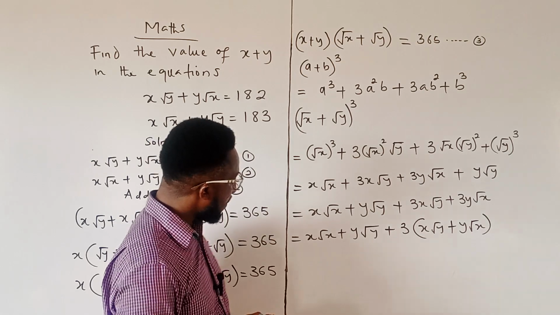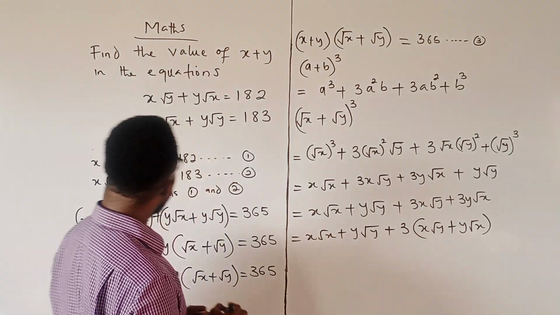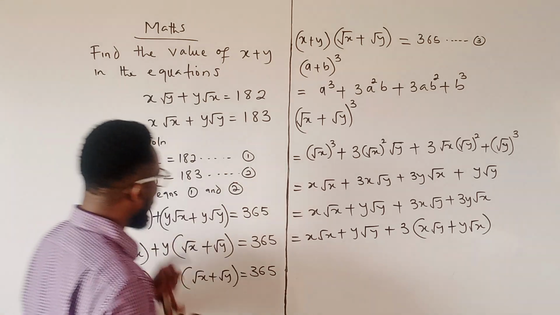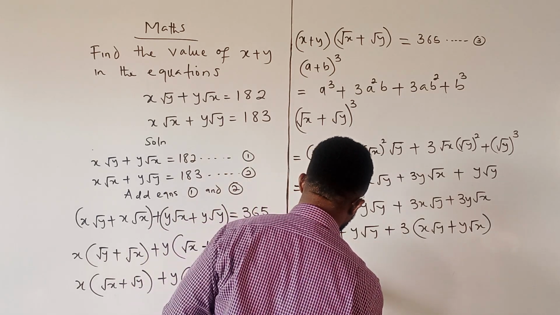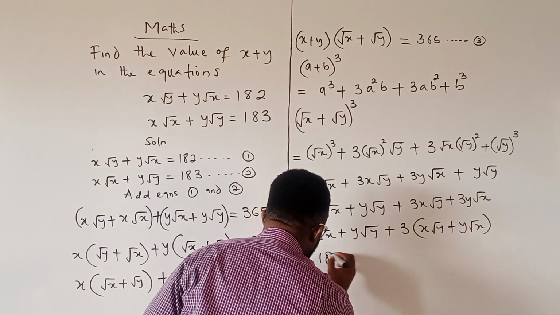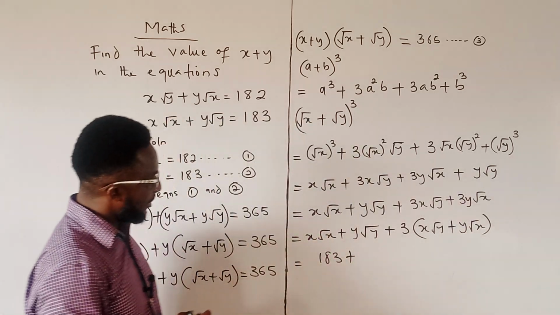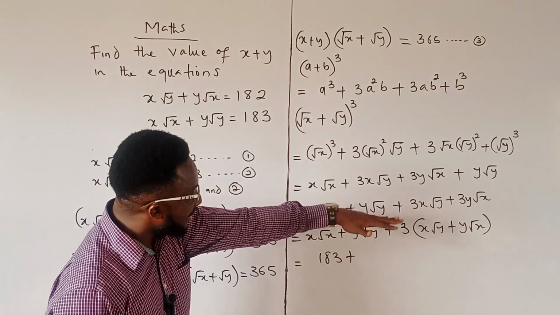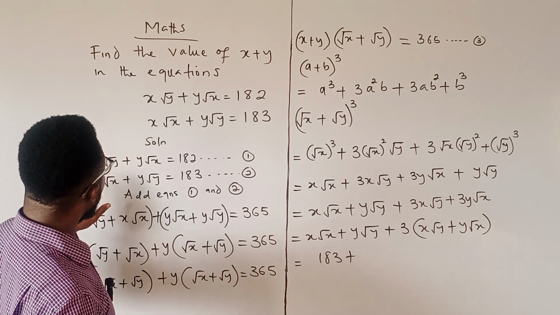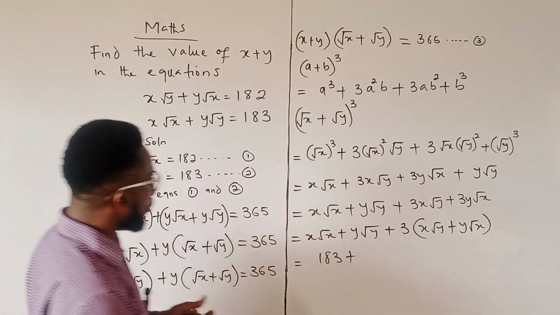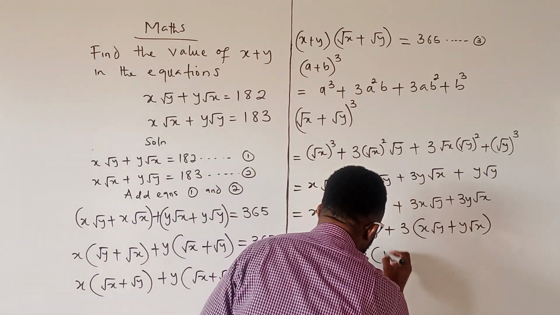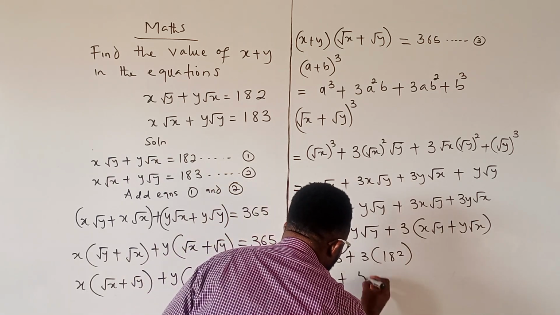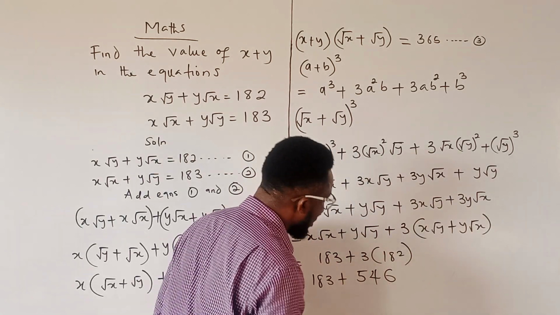So as you can see, we've done very well. If we go to equation number 2, x rad x plus y rad y is 183. So in place of x rad x plus y rad y, I will write 183 plus, if you look at the parenthesis there, from equation 1, x rad y plus y rad x equal to 182. I'll write 3 multiply 182, will be 183 plus 546.